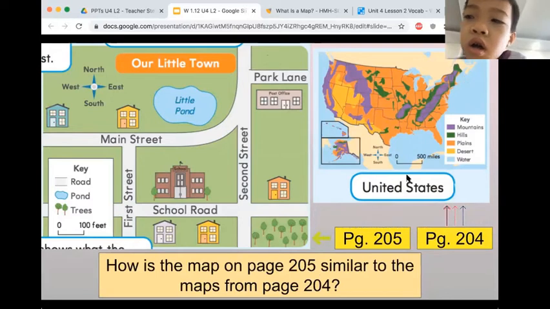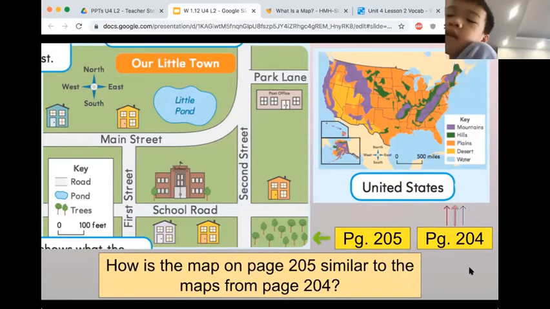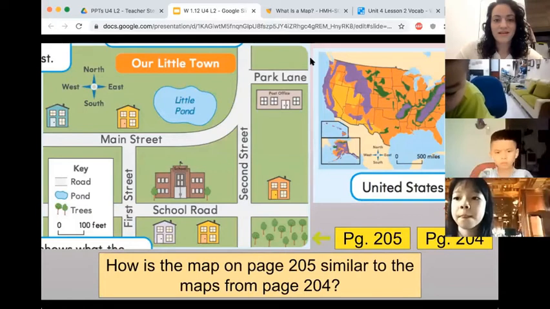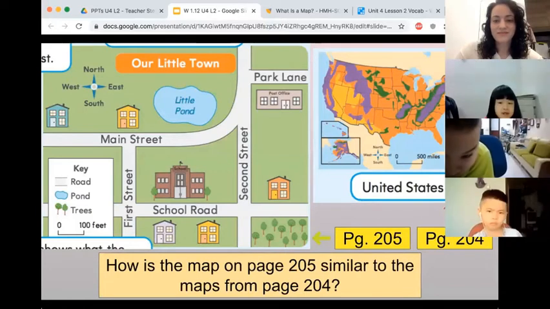They both have map keys. They both have titles. Anything else? There is one more thing actually. Oh, yes, there is one more thing. There's two more things they have the same. Kingnap, can you give me one or both? They have the distance on the keys and they have the title.